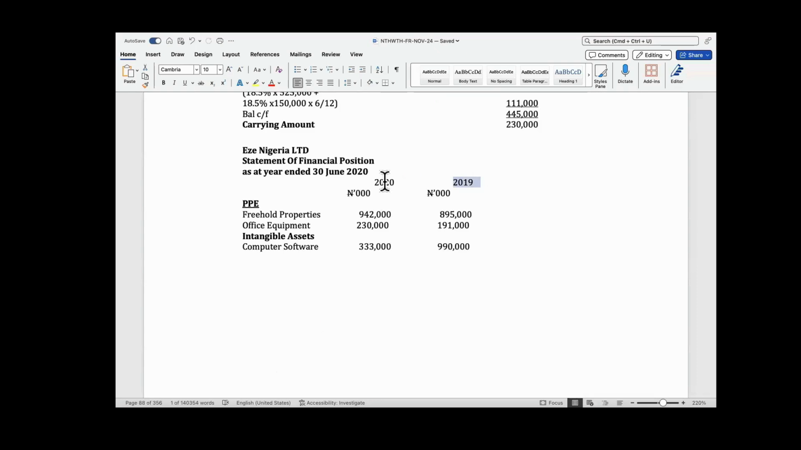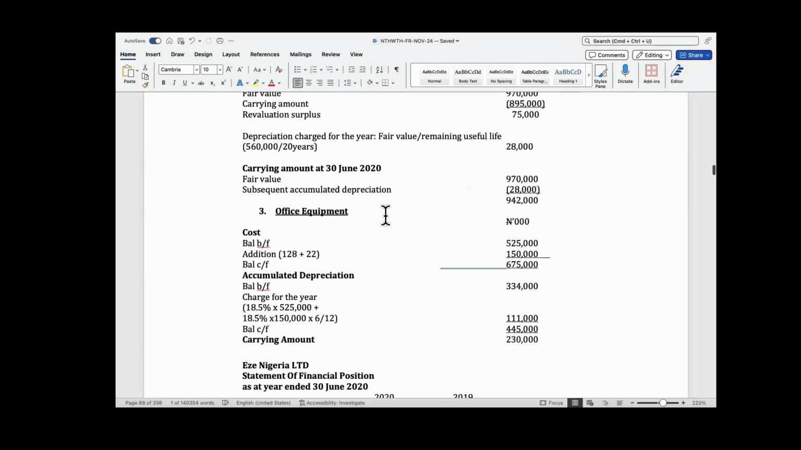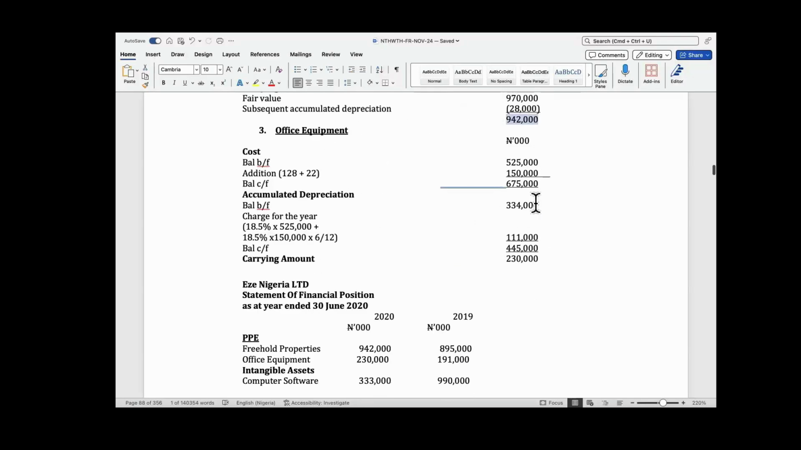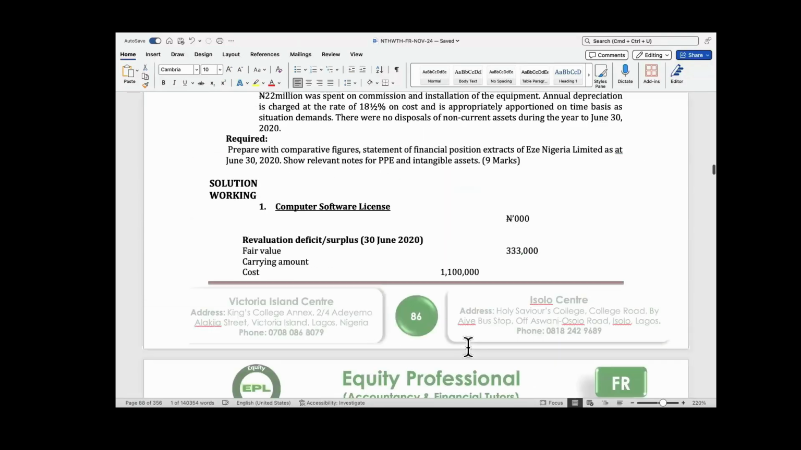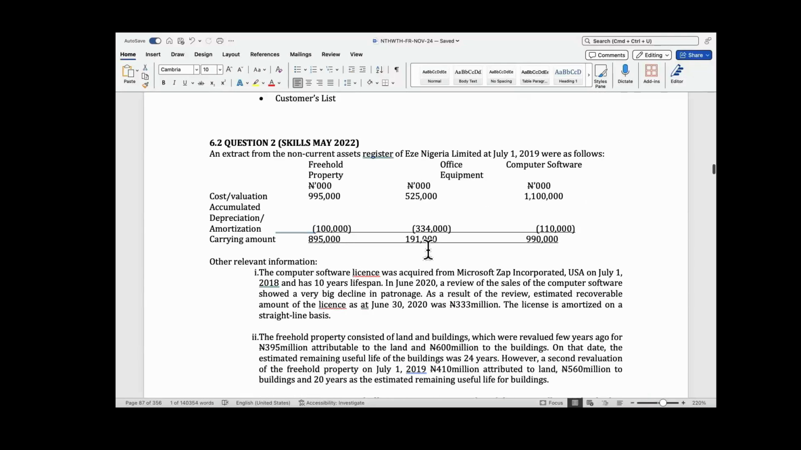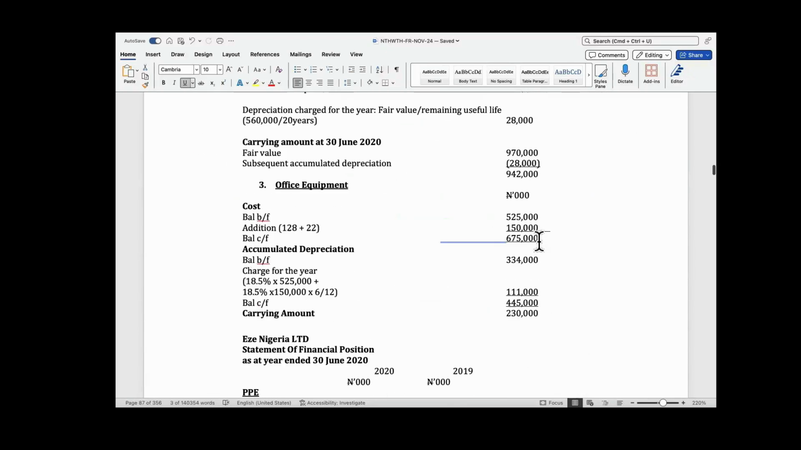So the freehold premises, like you have gotten up there, is 942. This is 942. That's the carrying amount. The corresponding, I will get that from the schedule. The corresponding, I will just get this value at the end, this carrying amount is the opening carrying amount that we just use. So I'm going back there.